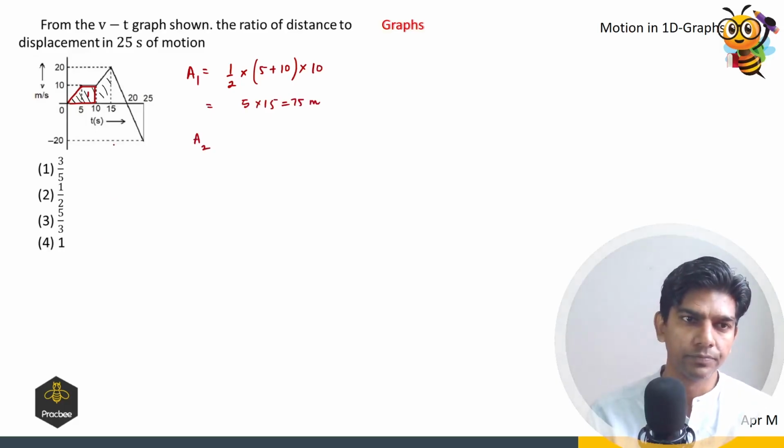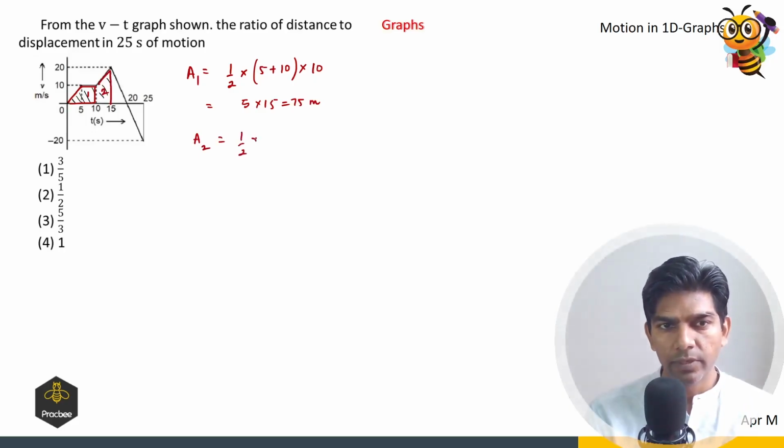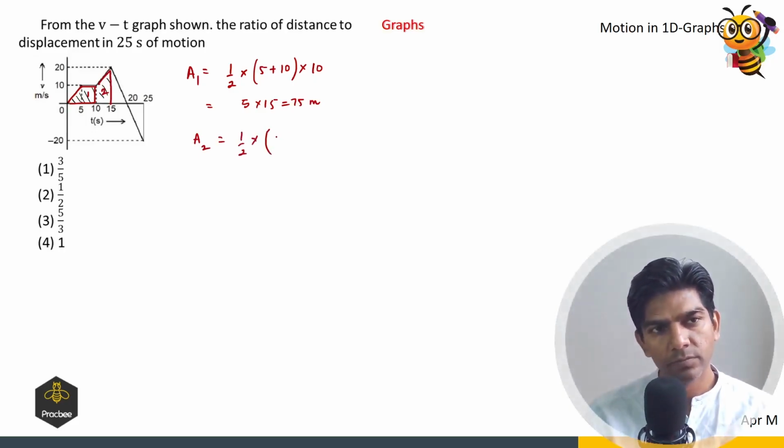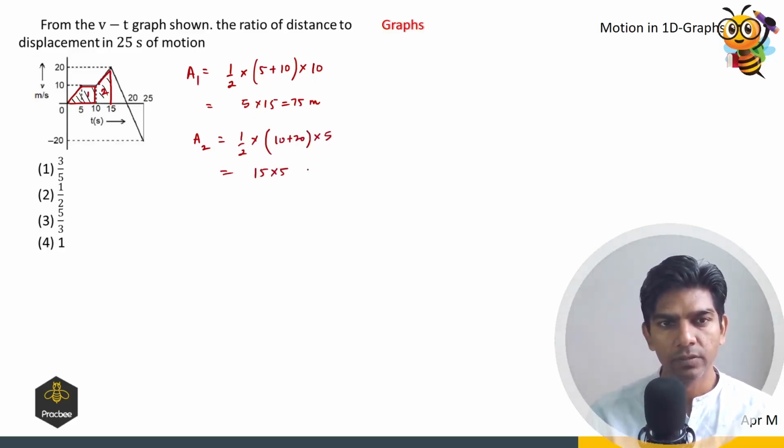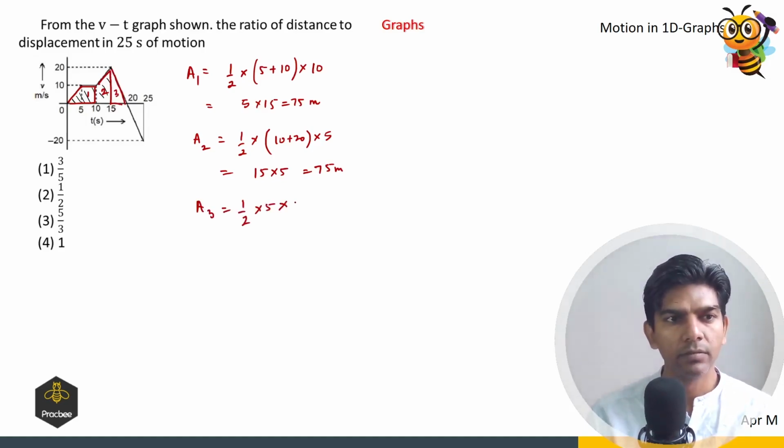And A2, so this area will be A2. Again, half times the sum of parallel sides, which is 10 plus 20, and the distance between the parallel sides is 5, so it will be 15 times 5, so that is again 75 meters. Now the area of this triangle, which is A3, will be half base into height. Height is 20, so that will be 50 meters.